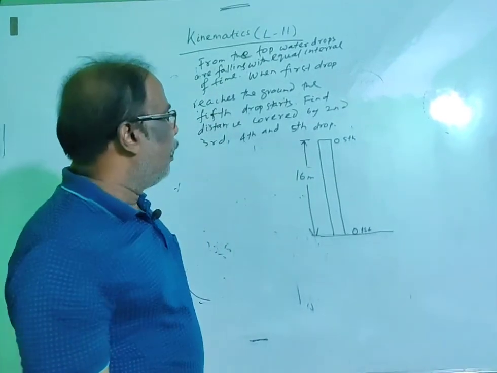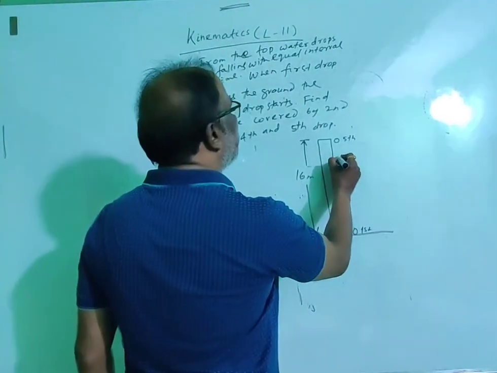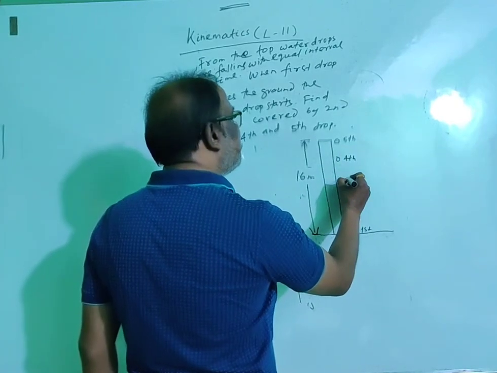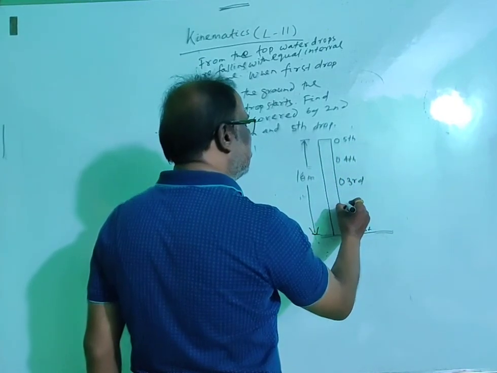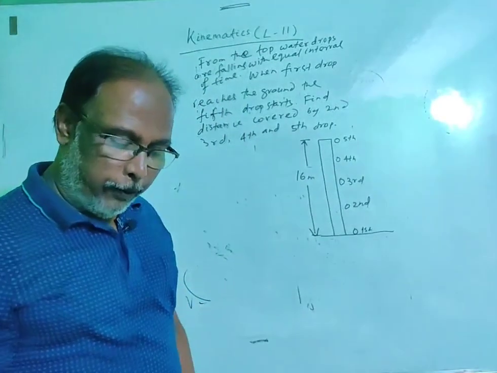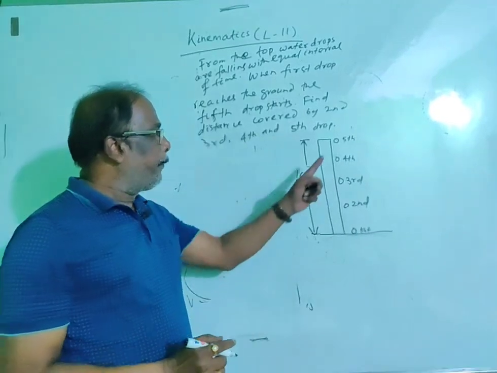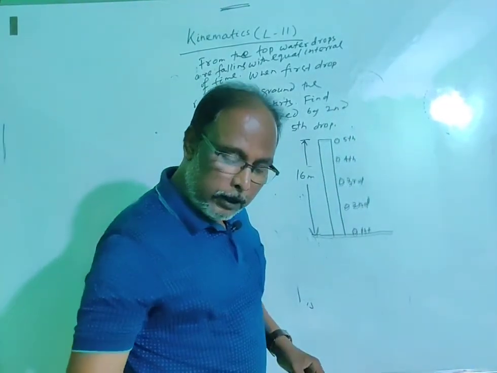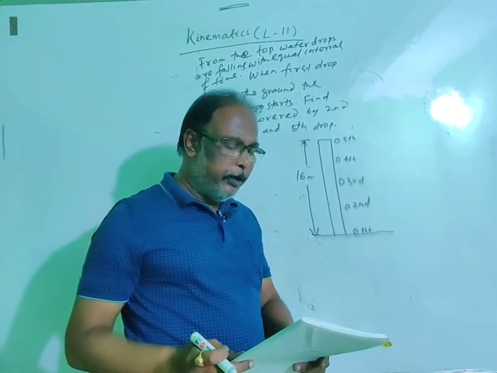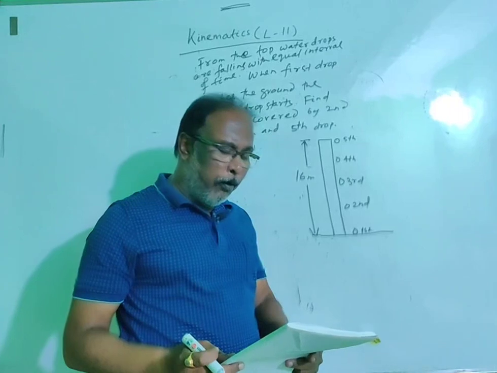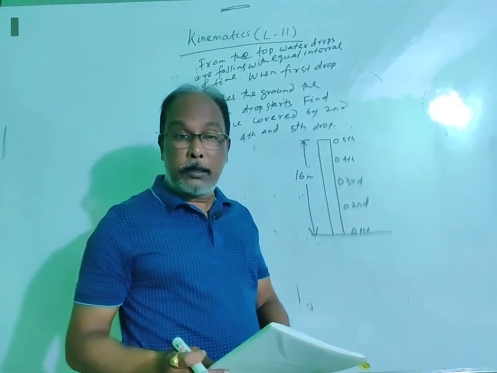When first drop reaches the ground, fifth ball stops. Okay? Then this may be position of fourth ball. This may be position of third ball. This may be position of second ball. Okay. Then, if you take for fifth ball, it is asked, when first ball reaches the ground, then fifth ball starts.